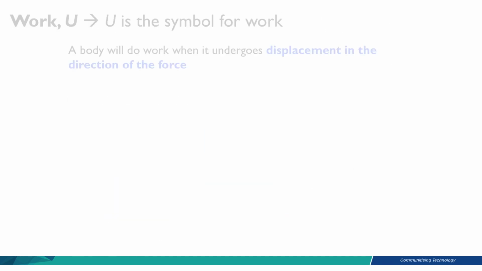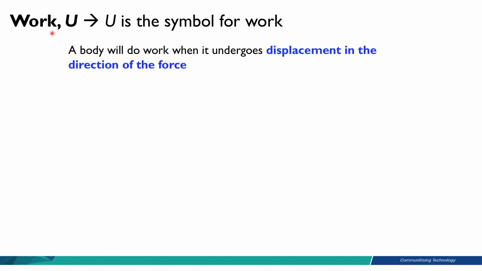Now we go to the work done. Work done is symbolized by capital U. U is the symbol for work. The definition of work is a body will do work when it undergoes displacement in the direction of the force. There are a few forces that cause the body to do work.